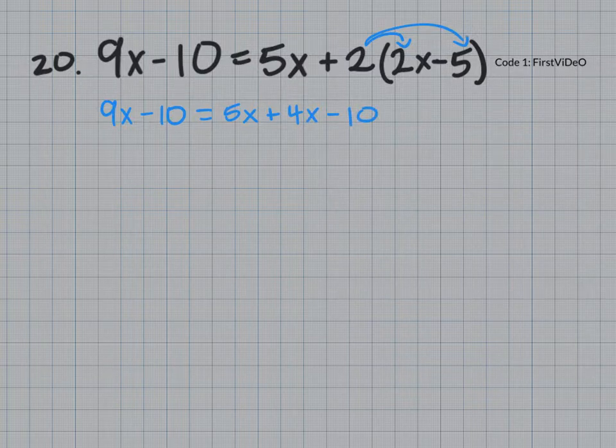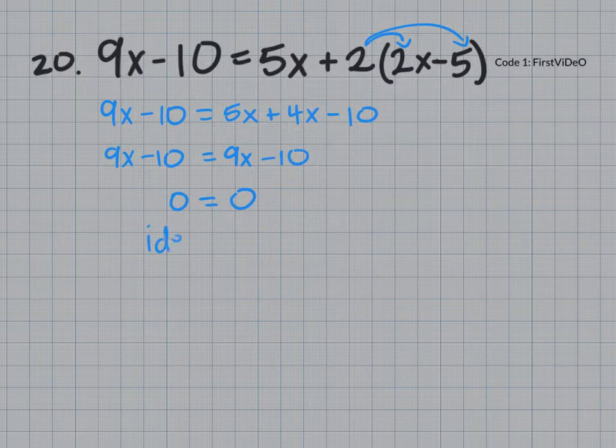Next thing I'm going to do is combine like terms. So I get 9x minus 10 equals 9x minus 10. Both sides of the equal sign are the same, so if we continue to simplify, we'd end up with 0 equals 0. This is an identity, okay? So our answer is just identity. That means no matter what number we put in, we're going to get the same answer on each side because they're the same.